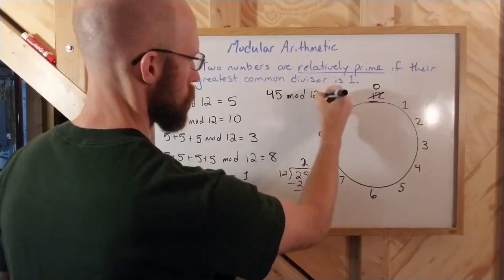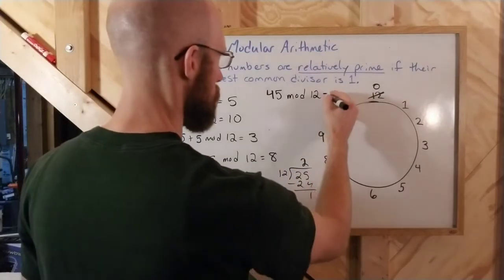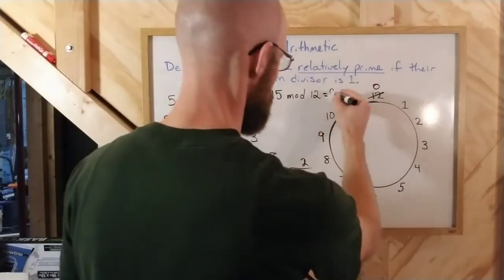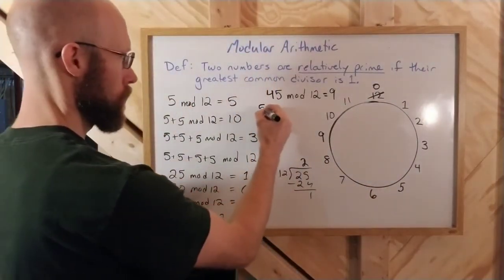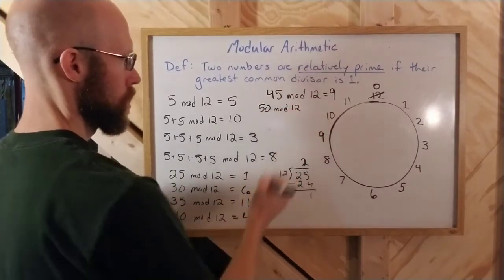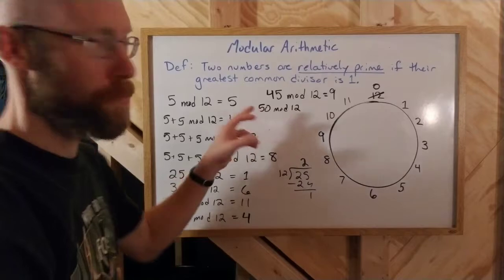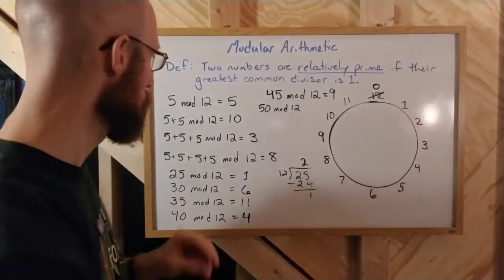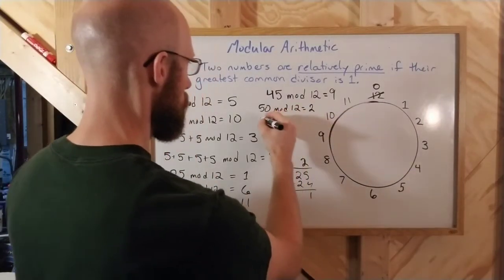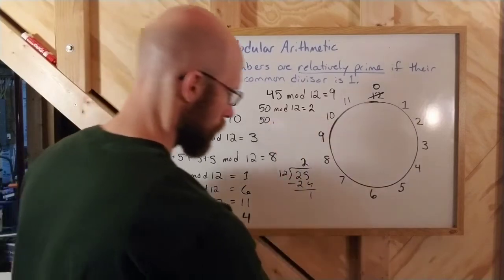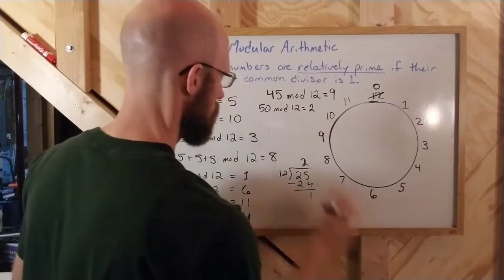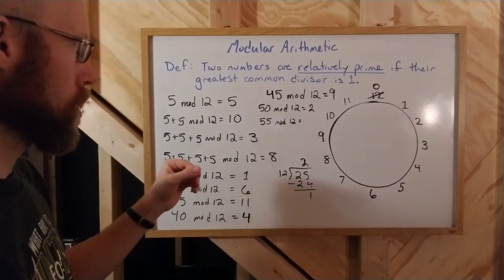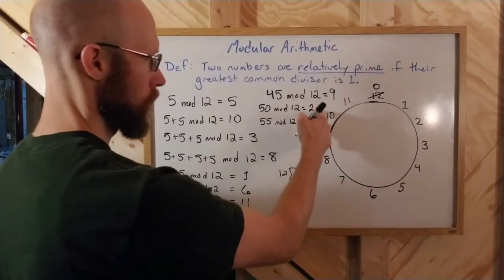So 45 mod 12 would be another 5 onto this, so that'd be 9. Still haven't repeated anything. Go to 50 mod 12. 50, you have to pull out 48. That's the nearest multiple of 12. And that leaves you with 2. Still haven't repeated anything. 55 mod 12 is, let's see, 7. You add another 5 to that.